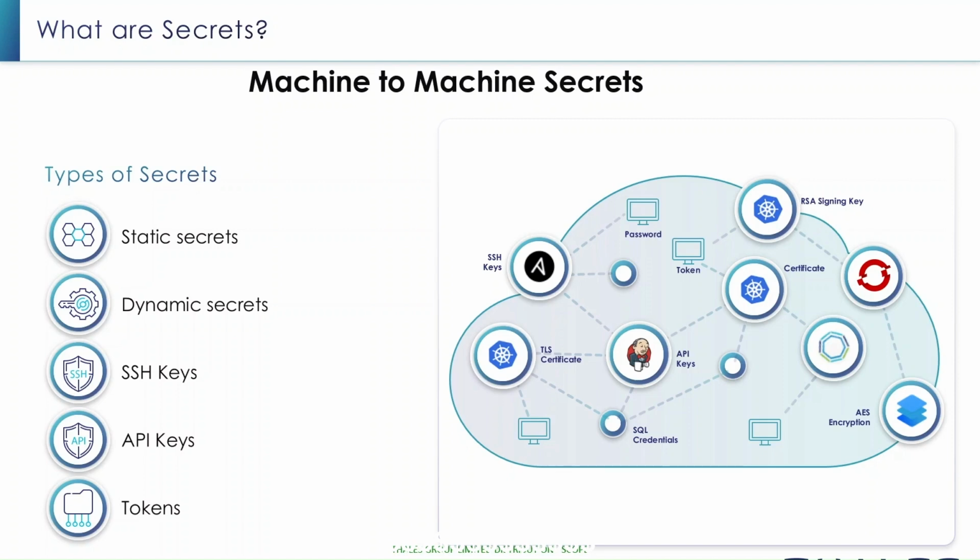All of these applications can use varieties of secrets to communicate with each other and to exchange data. And these secrets are not only limited to static secrets like passwords. They could be dynamic secrets that keep on changing, keep on rotating, and they could be SSH keys, API keys, and tokens like JWT tokens, which can be used by these applications or microservices in a CI/CD pipeline to exchange data or to communicate with each other.